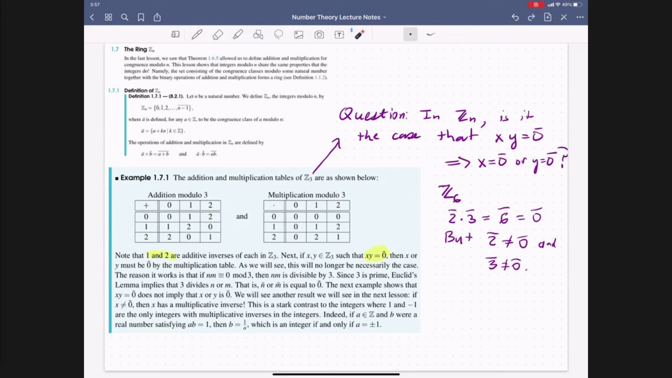We will show later that if p is prime, then we do. And so that's something that we will be showing later on. So I just want to point that out. So let's continue.